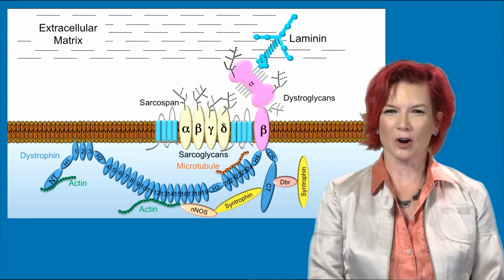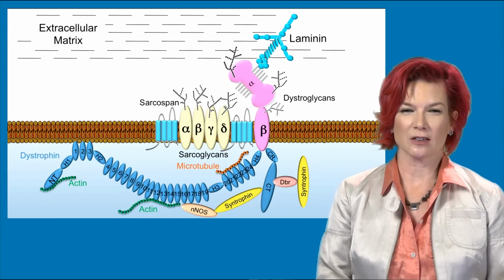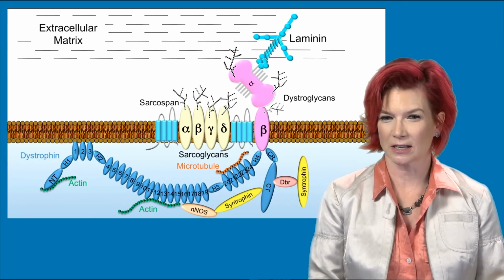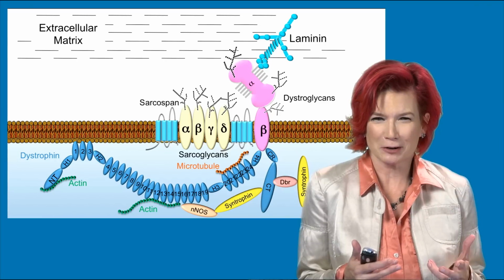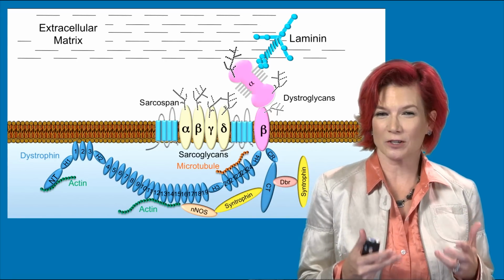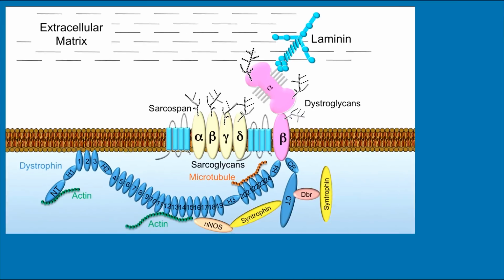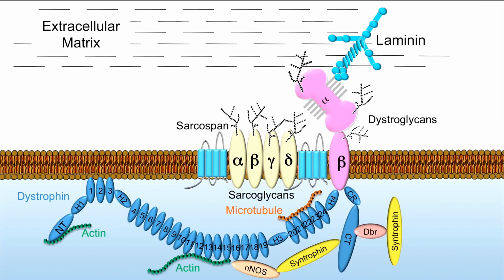As you remember, dystrophin is associated with a complex of proteins called the Dystrophin-Glycoprotein complex. Now, this complex didn't just appear out of thin air. Scientists worked very diligently to discover each of the components of the dystrophin-glycoprotein complex in order to come up with the model that you see here.